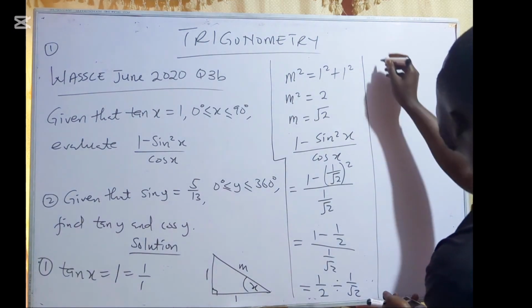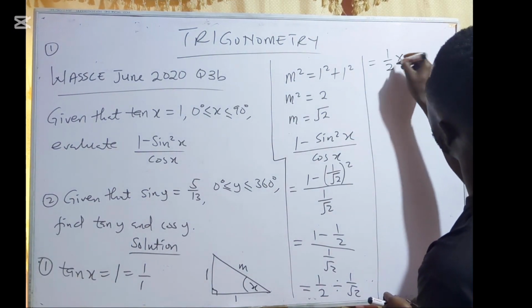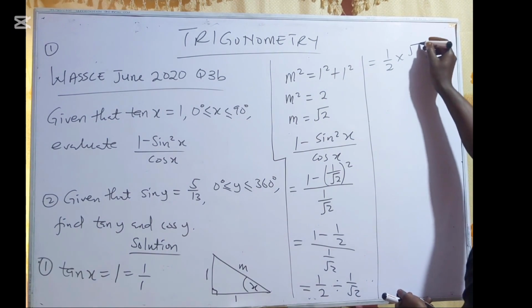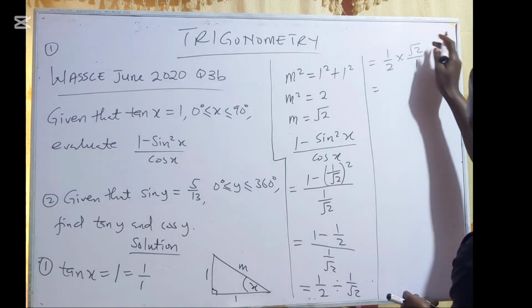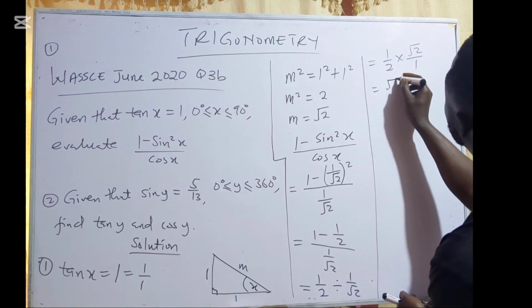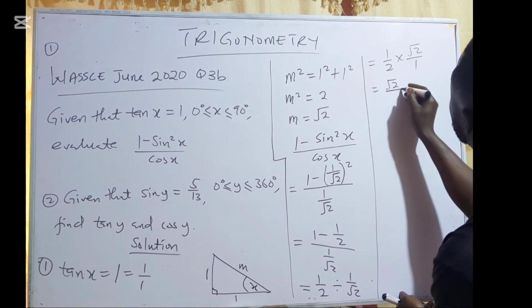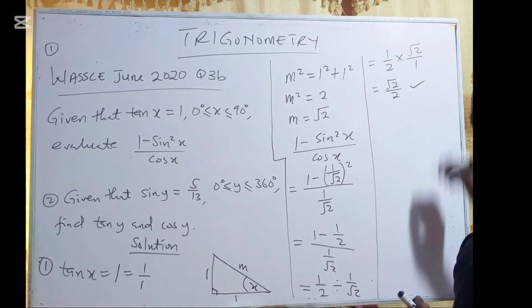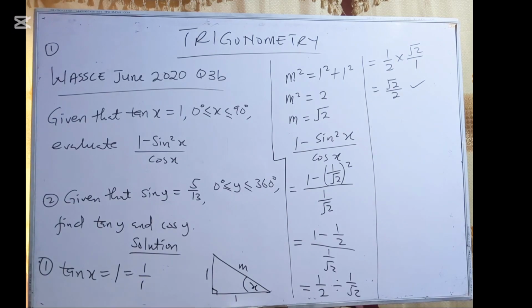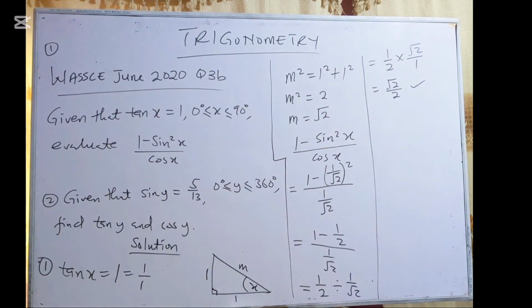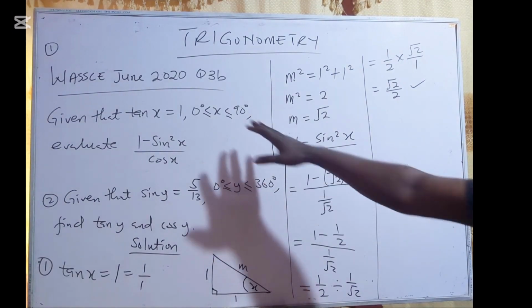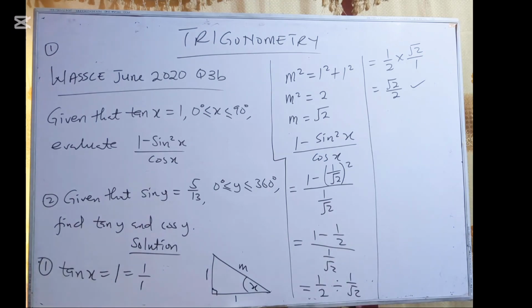Then I can write this as 1 over 2 times the reciprocal, root 2 over 1. Then 1 times root 2 gives me root 2, and 2 times 1 gives me 2. So my answer is root 2 over 2. And since the angle is in the first quadrant, you leave it like this, root 2 over 2. I believe you get it.